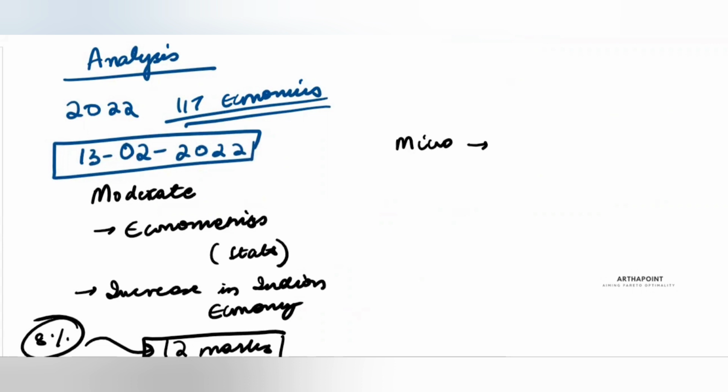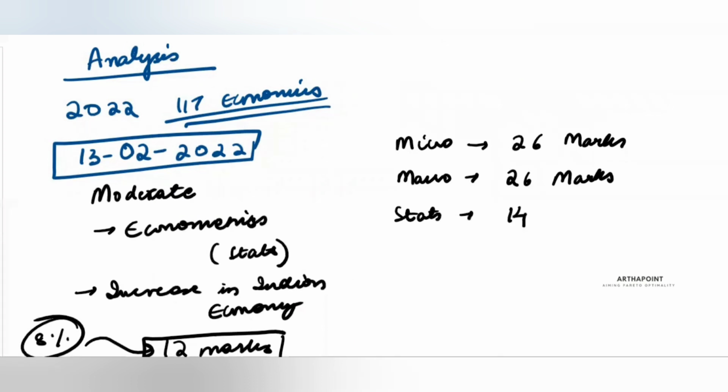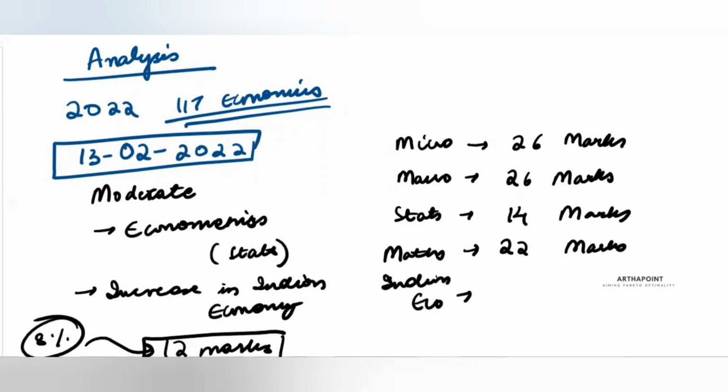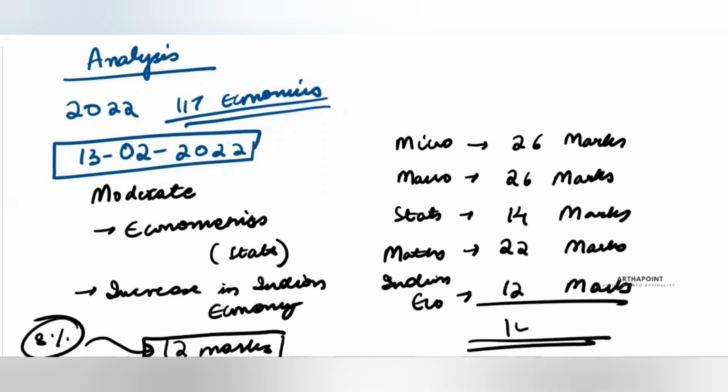Microeconomics came for 26 marks. Macroeconomics came for 26 marks. Statistics came for 14 marks. Maths, a little reduced from last time, came for 22 marks. And Indian Eco came for 12 marks, making it a total of 100 marks.